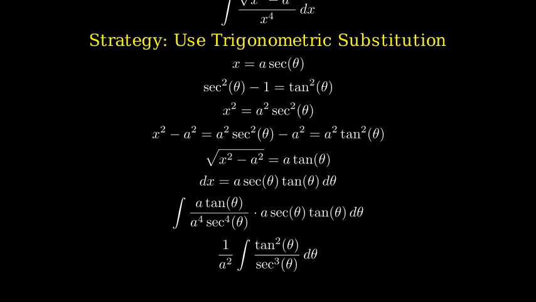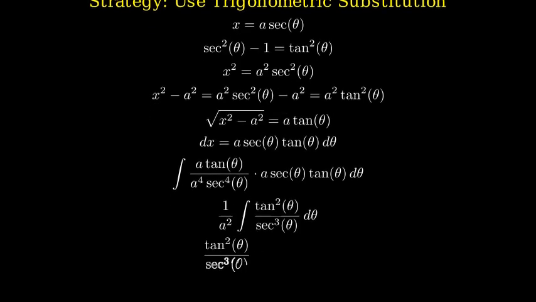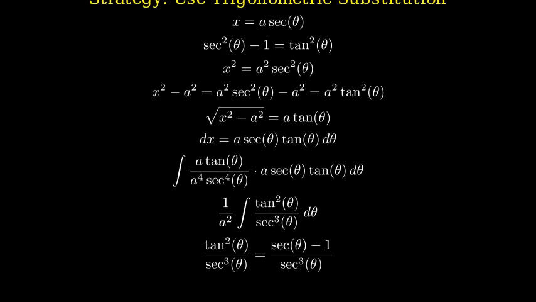We can simplify this further using the identity that tangent squared over secant cubed equals secant squared minus 1 over secant cubed. This gives us 1 over a squared times the integral of 1 over secant squared theta minus 1 over secant cubed theta d theta.